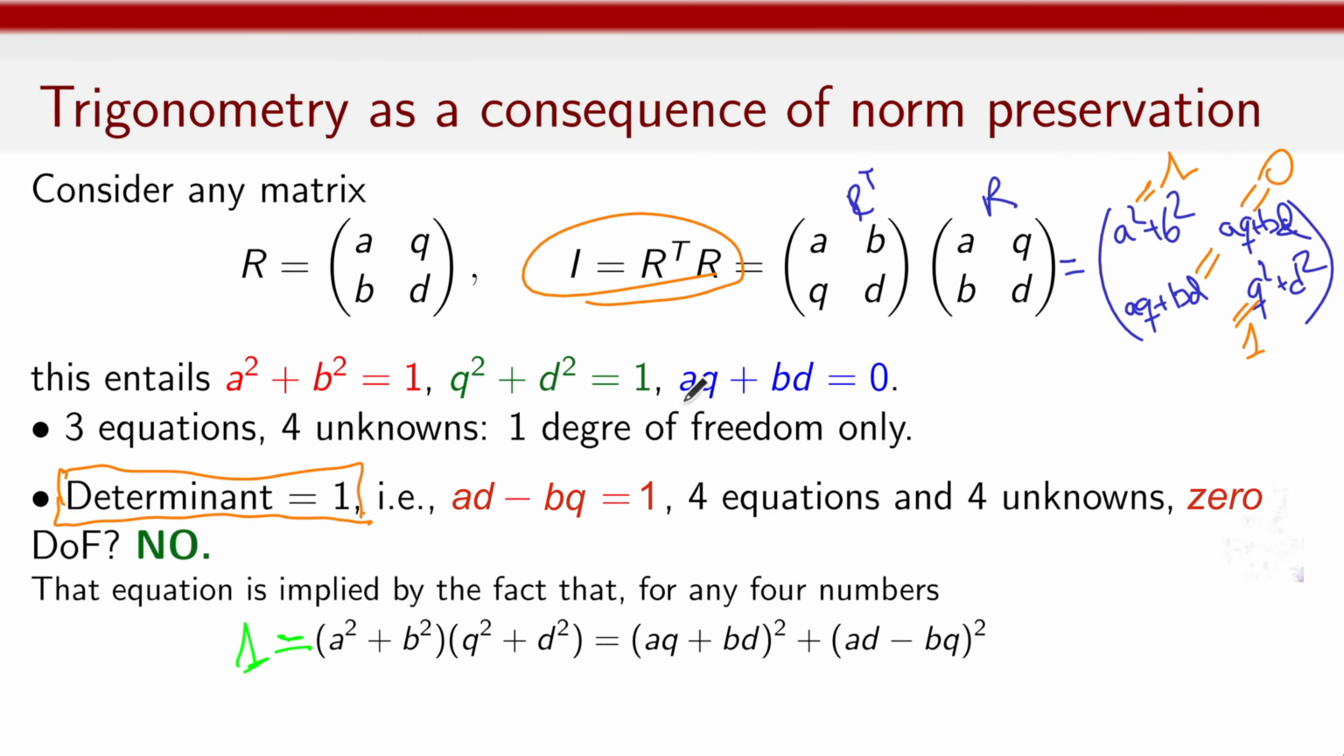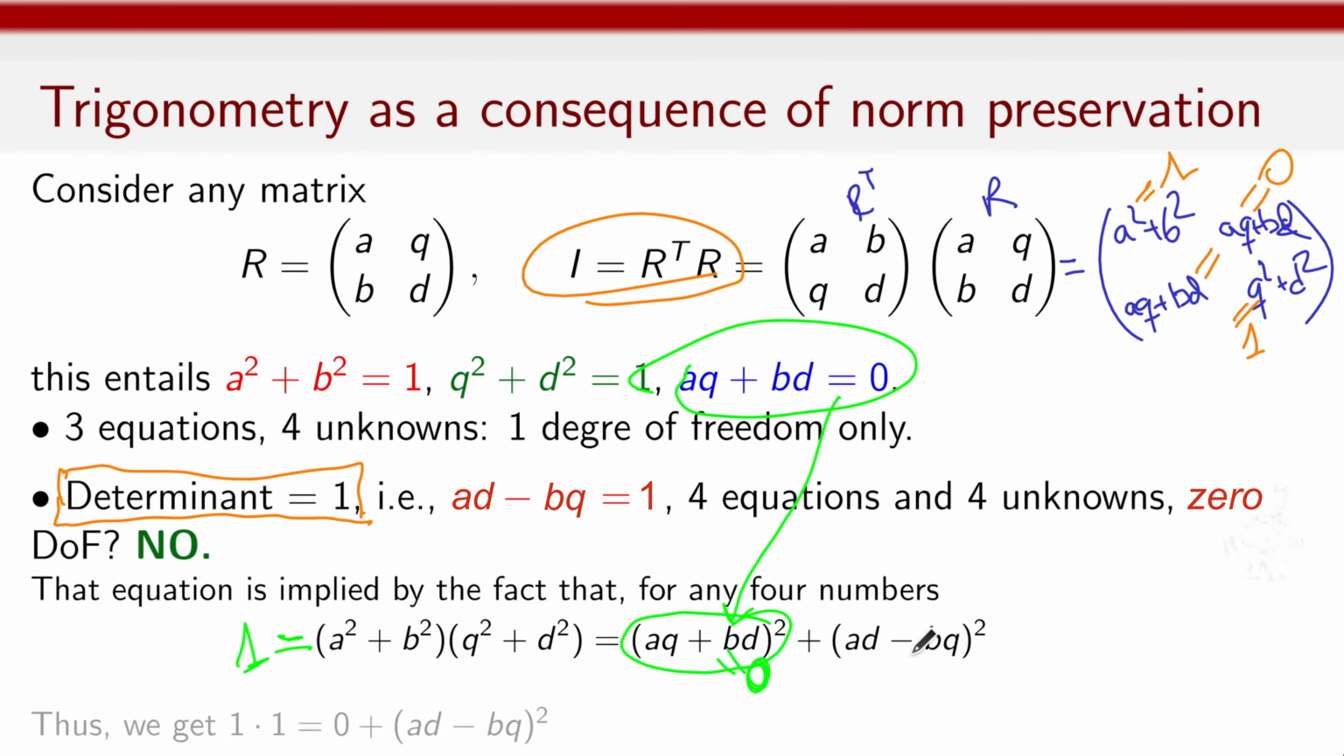So, if we now replace this thing into there, we realize that this is 0, so the determinant, AD minus BQ, squared must be 1. So the determinant of R must be plus minus 1.